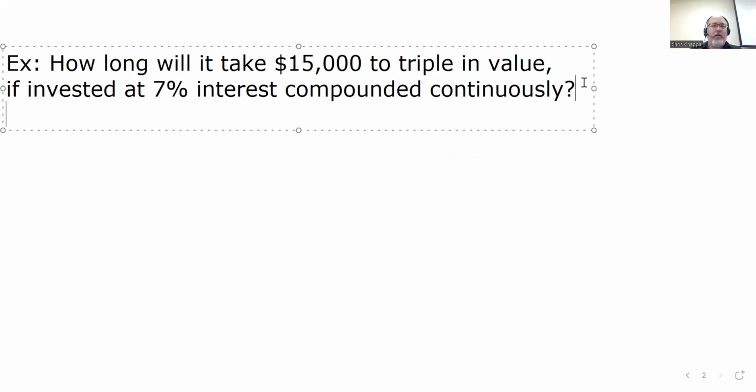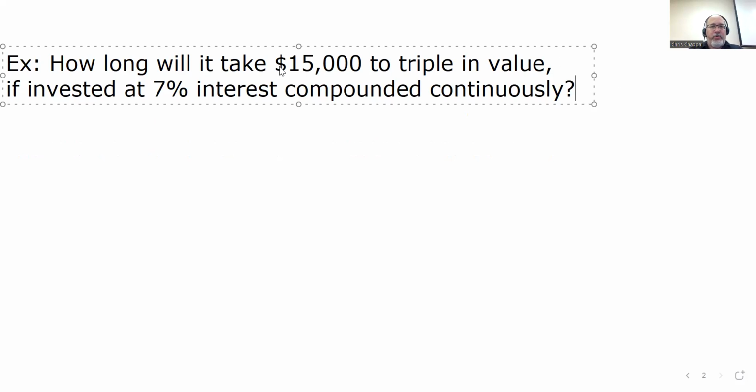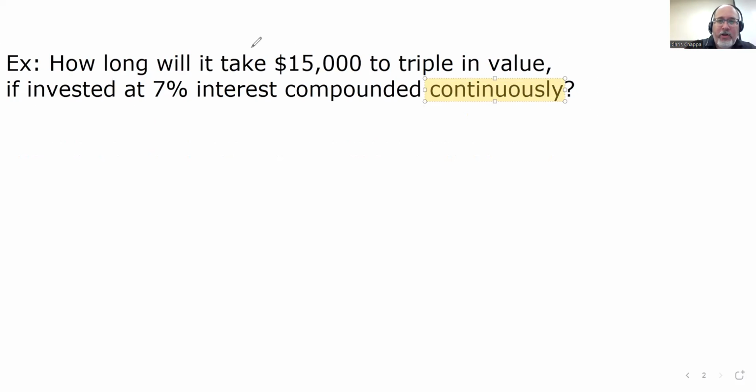All right. Well, the word continuously here, when you're talking about compound interest, means that you will use the following formula. A equals P times e to the rt, excuse me, the r's up here, to the rt power. And we are solving for t, because we want to know how long it will take, which is in the exponent, making this an exponential equation.